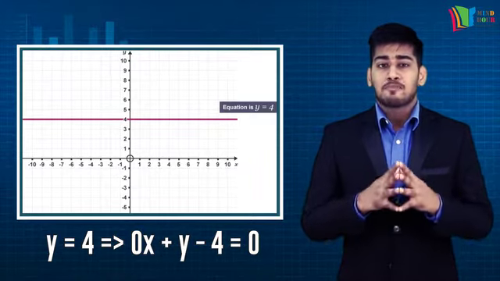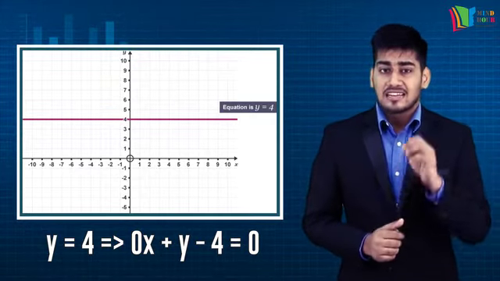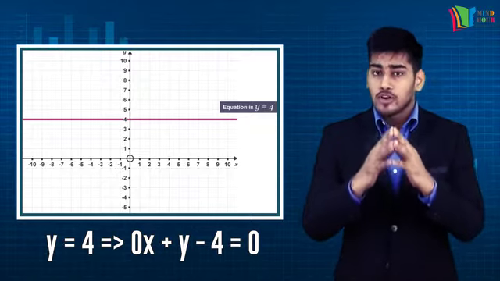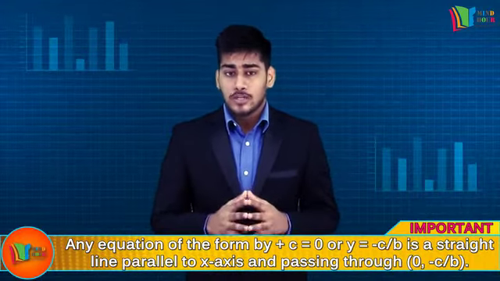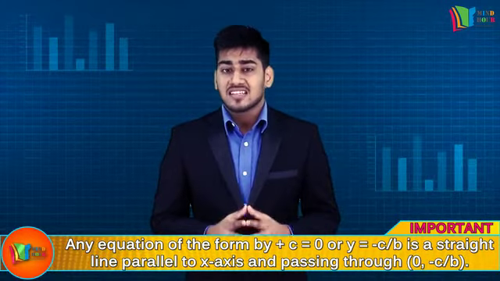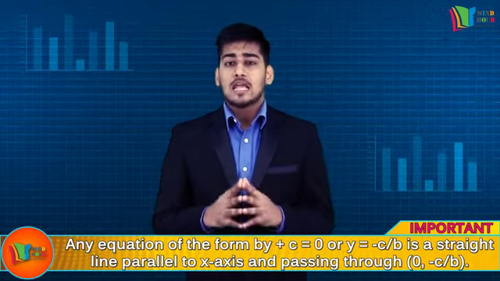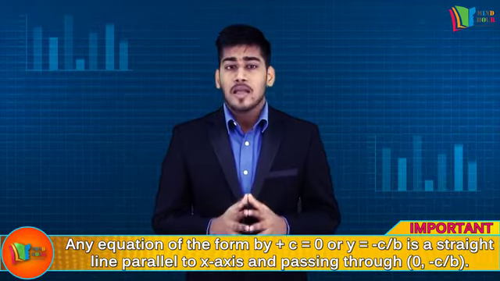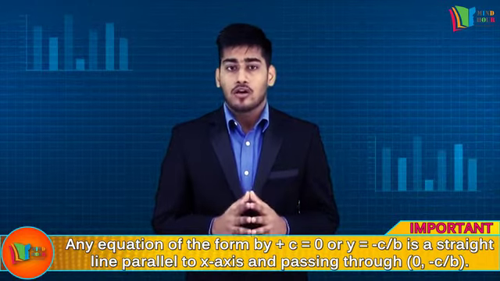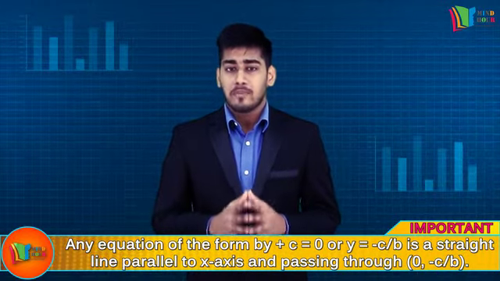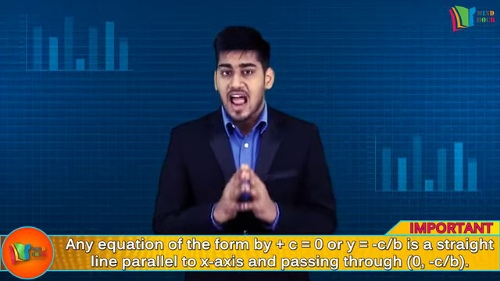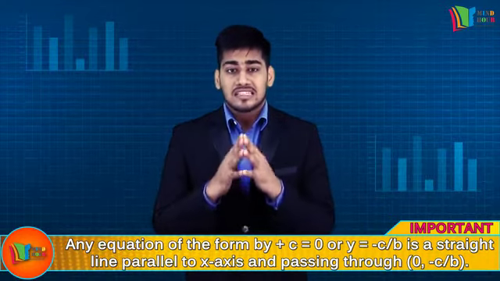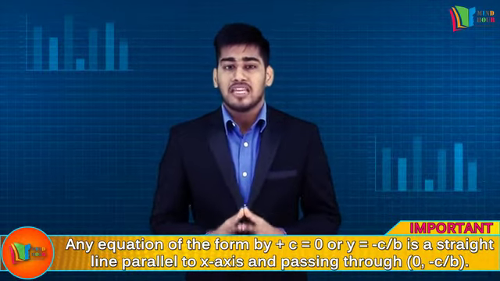We see it is parallel to the x-axis. It sits at a distance of 4 units from the x-axis. If you remember, y equal to 0 represents the x-axis itself. So, any equation of the form by + c = 0 or y = -c/b is a straight line parallel to x-axis and passing through the point (0, -c/b).